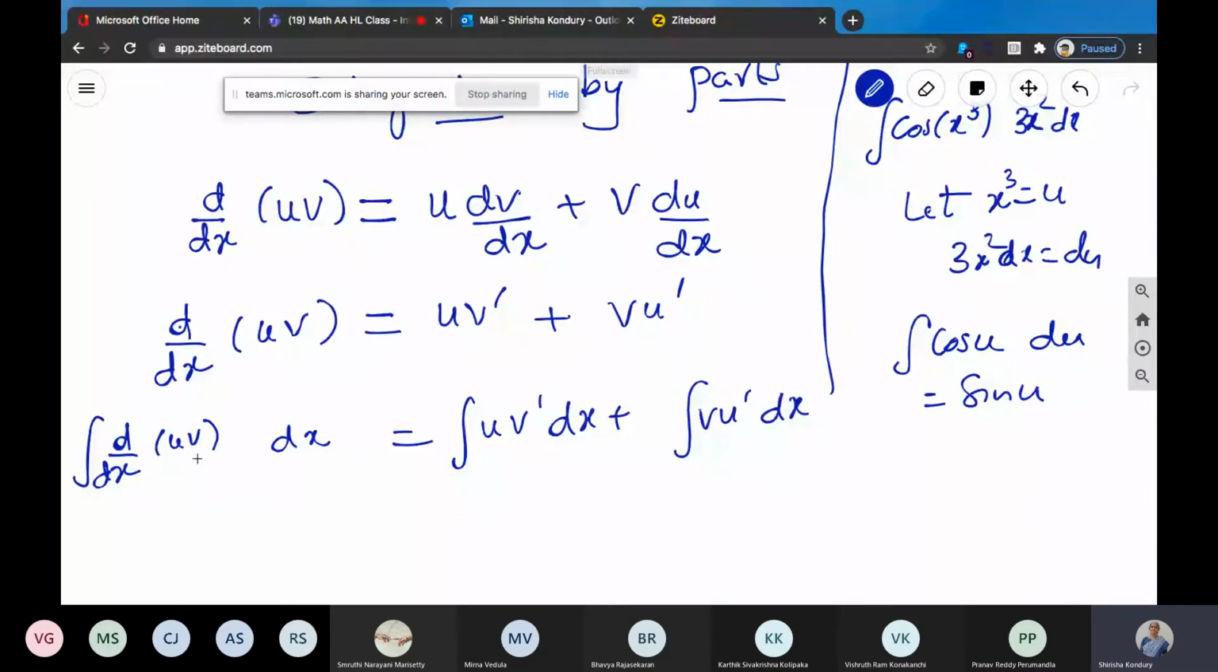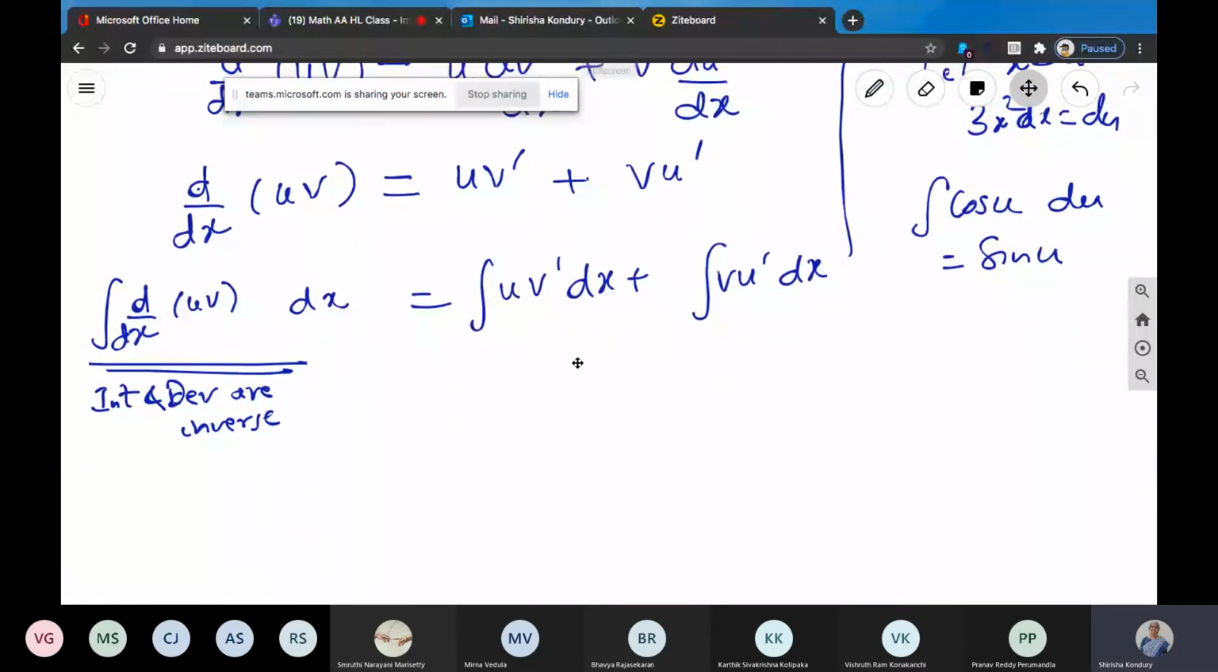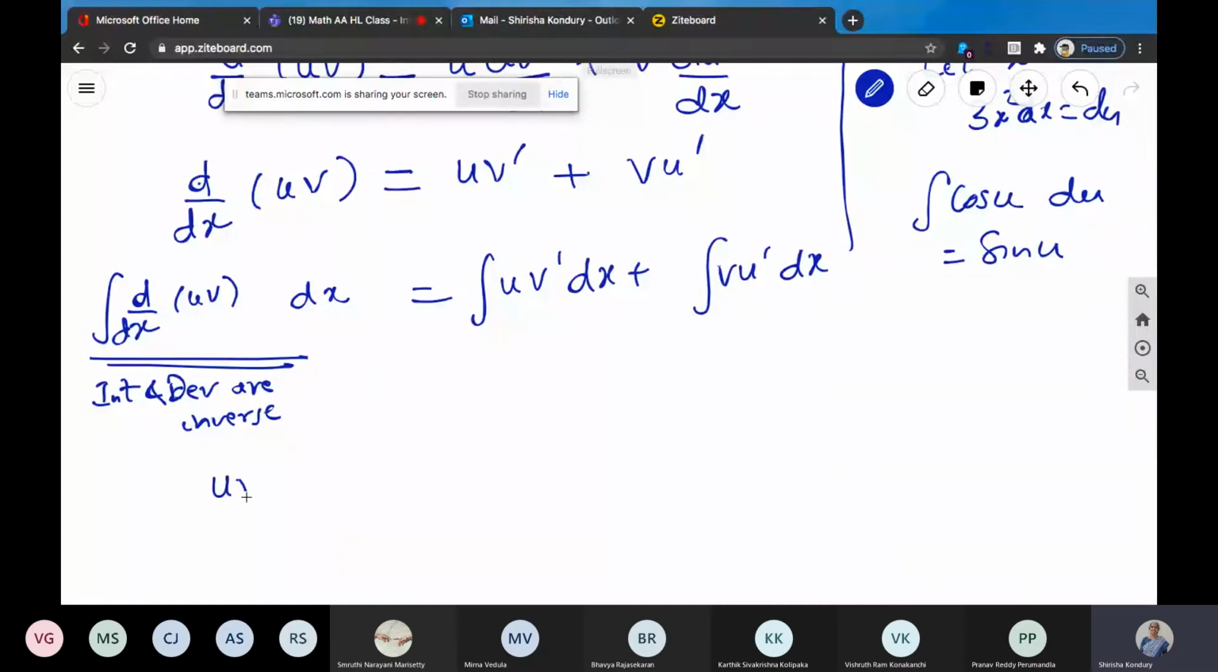Correct? I'm just taking integration on both sides. And we know integration and derivatives are inverse operations. So they are going to cancel each other on the left hand side. And what my expression will become is u times v is integral u dash v dx plus integral uv dash dx.